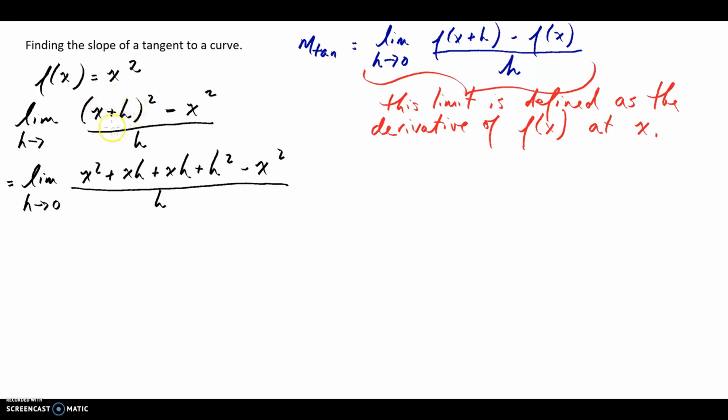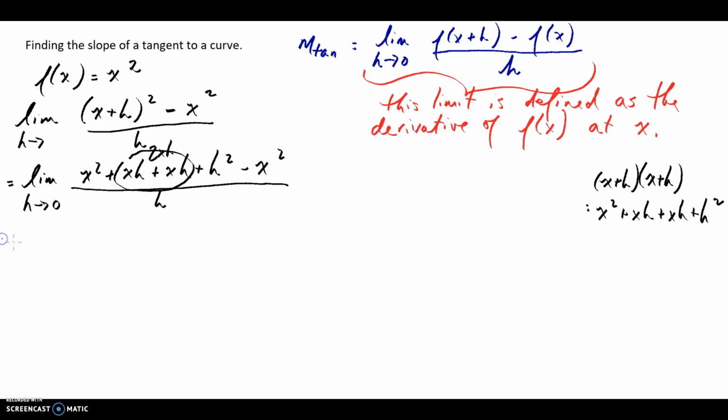If you wondered how I got that (x plus h) squared, we could work on that over here. x plus h times x plus h. We first do x times x, which is x squared. x times h is xh. h times x is xh. And h times h is h squared. So these are actually our 2xh.